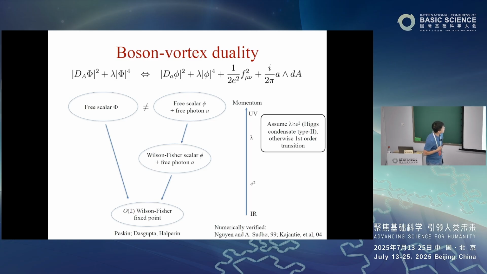On the left side is basically a φ⁴ complex scalar. In the UV, it's just a Gaussian theory that in 3D flows to the non-trivial O(2) Wilson-Fisher fixed point. It's a non-trivial CFT. On the right-hand side, this is known as the Abelian-Higgs theory.